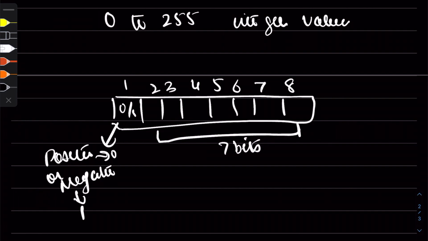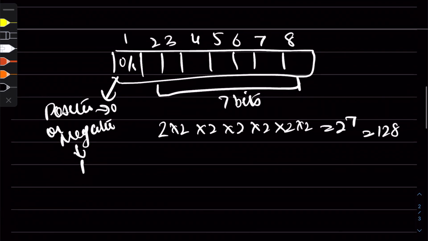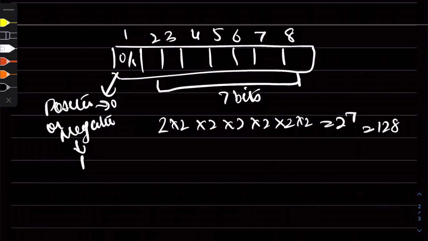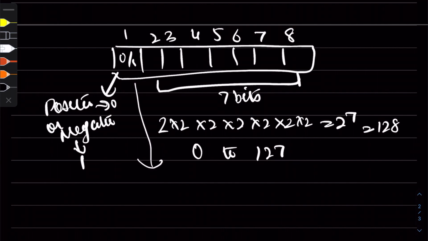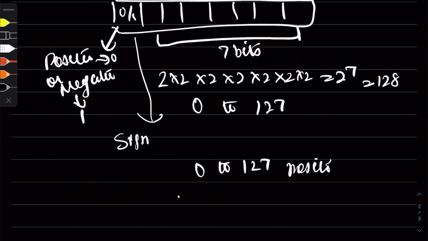So the total number of combinations I can store in an int of 8 bit size is 2 into 2 into 2 into 2 into 2 into 2 into 2, or 2 raised to power 7, which is equal to 128. Since 0 is considered a positive value, the number of integers you can store is 0 to 127. Right. And if you remember, we said the first bit holds the sign of the number. So that means you can hold 0 to 127 positive and minus 128 to minus 1 negative.